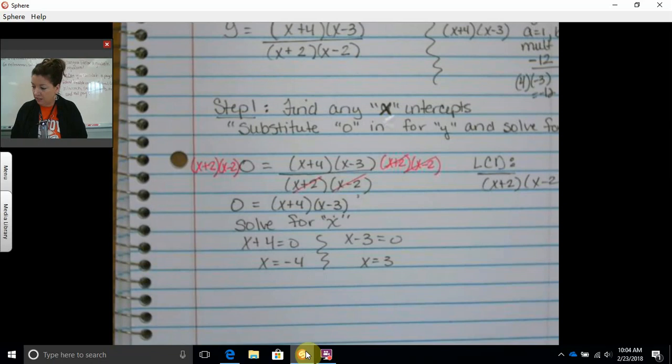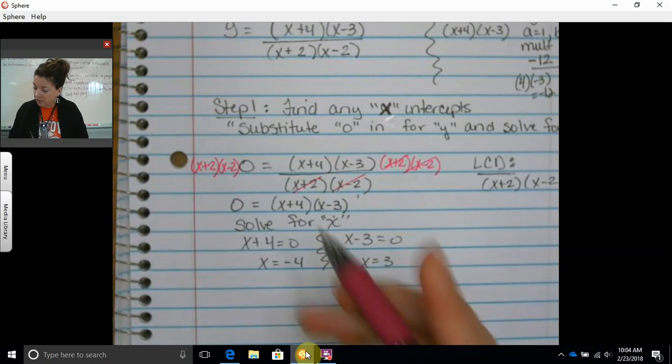Are either of these extraneous? No. What would my solutions have had to be to be extraneous? 2 and negative 2. So we would call those restrictions. If I said, what are the restrictions? You would say 2 and negative 2. But for now, -4 and +3 are going to be my x-intercepts.